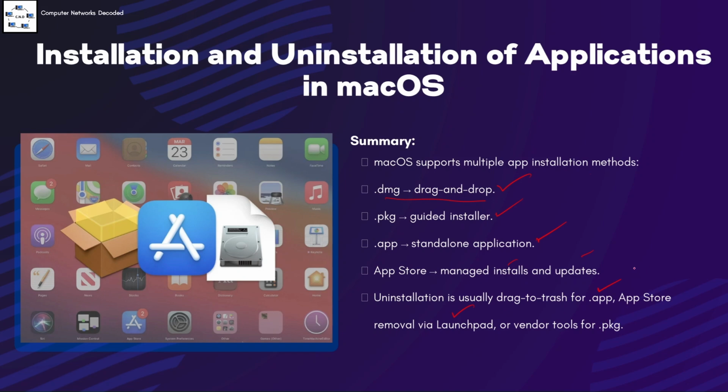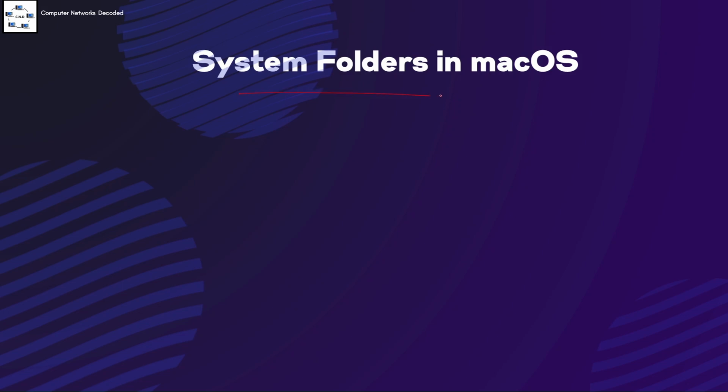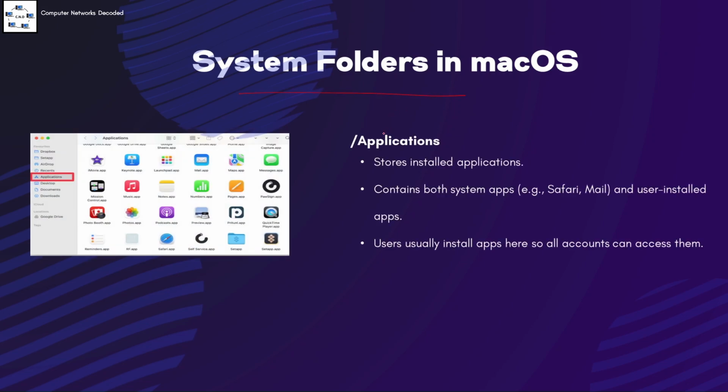tools for .pkg files. System folders in macOS. The first folder is the Applications folder. This is the folder where installed applications are stored, and it contains both the system applications such as Safari, Mail, as well as user-installed applications. Users usually install applications here in this folder so that all accounts can access them.